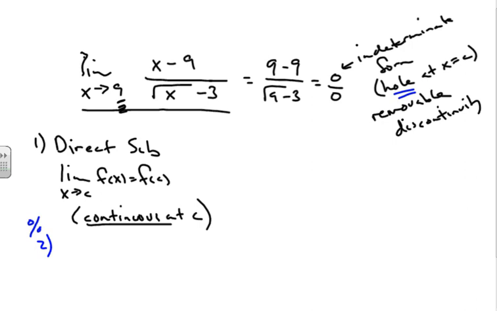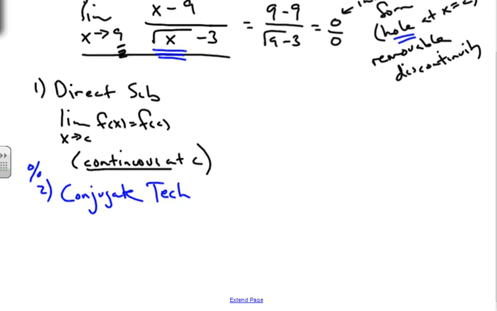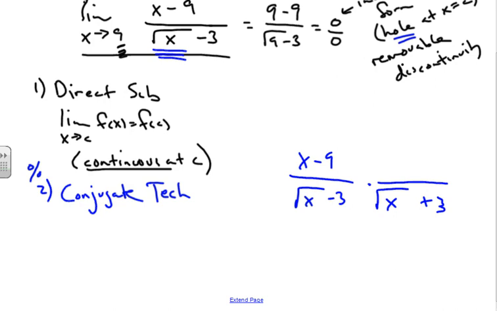Well, since I see that there's a square root here, and square roots generally mean that we want to try what is called the conjugate, we're going to use the conjugate technique. We're going to eliminate this hole by taking our function, x minus 9 over the square root of x minus 3, and multiplying the numerator and denominator, that is, multiplying by 1, by the square root of x plus 3. We're multiplying by the conjugate of the square root expression.